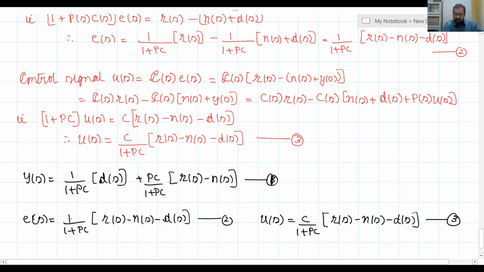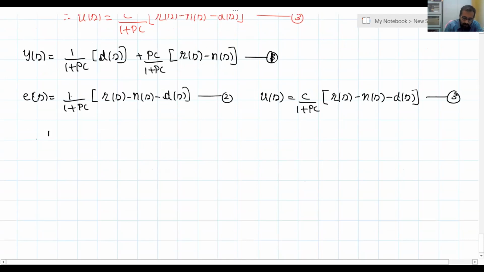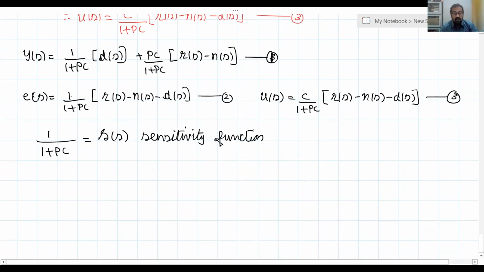Now, this function 1 by 1 plus PC is called the sensitivity function. And PC by 1 plus PC is called the complementary sensitivity function, T of S.